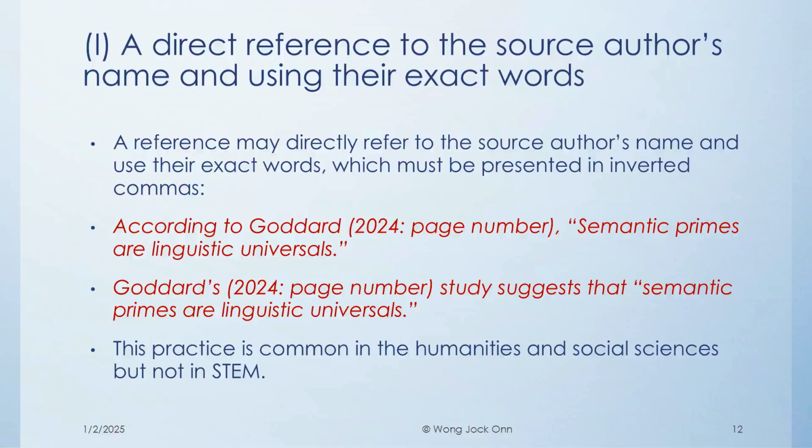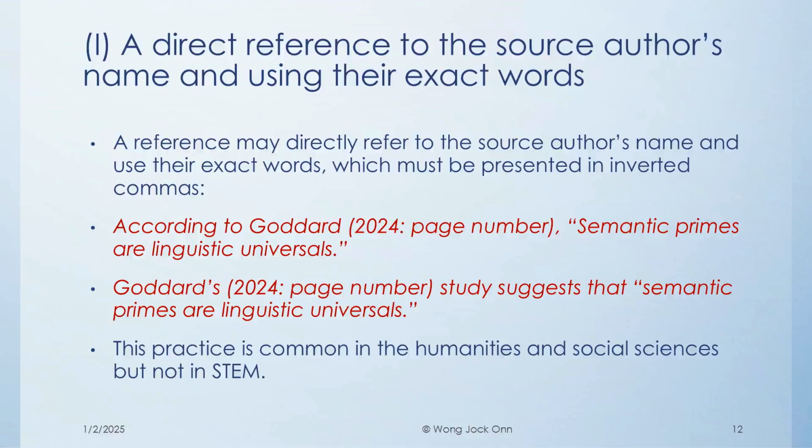1. A direct reference to the source author's name and using their exact words. A reference may directly refer to the source author's name and use their exact words, which must be presented in inverted commas. This way to word a reference is obviously author prominent. See examples in colored font on the slide.